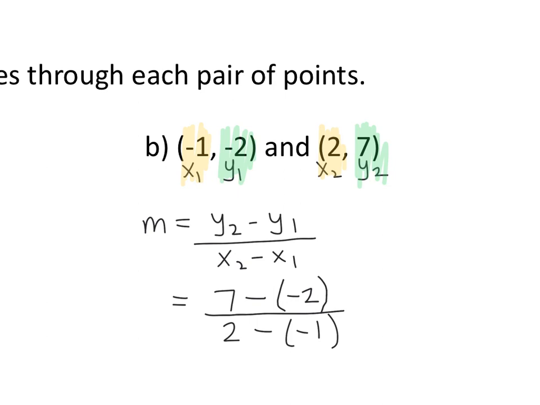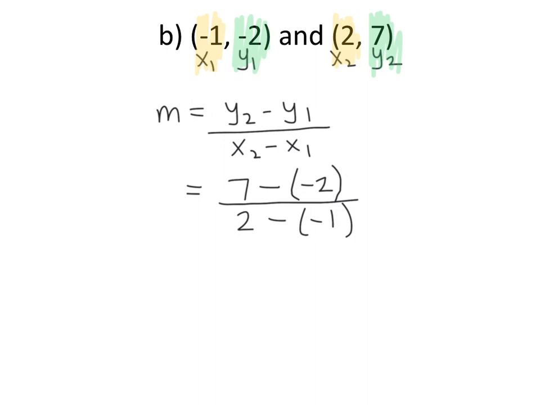Now I'm going to do the subtraction. 7 minus -2 is 9. Remember, when you have two negatives, we can rewrite that as a positive. So this is the same thing as saying 7 plus 2, which is 9. And then in the denominator, I have 2 minus -1, which is a positive 3. 9 over 3 actually divides nicely. It's going to give me a final answer of 3. So the slope between these two points is a positive 3.